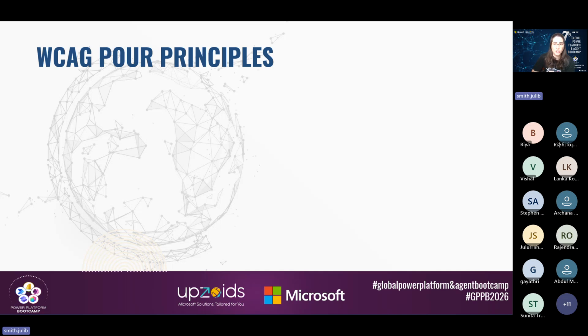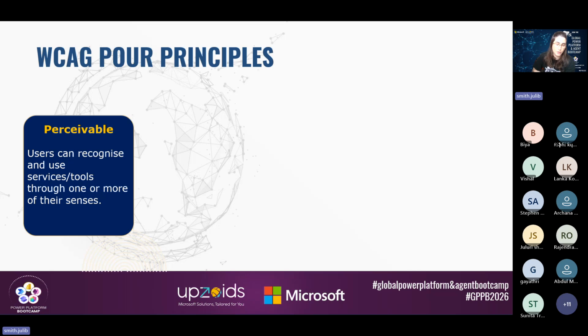Now, let's have a look at which are these 4 principles that I mentioned. First we have P for perceivable. And that means that the users can recognize and use services and tools through one or more of their senses.